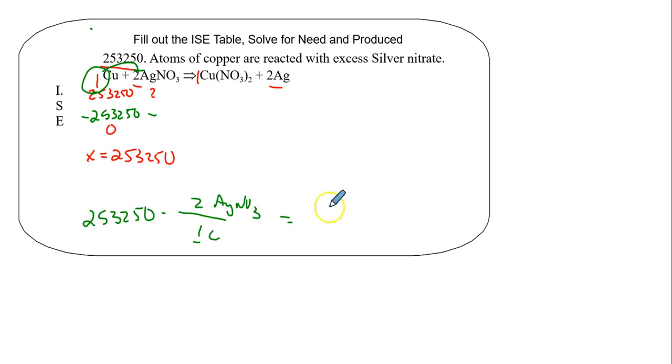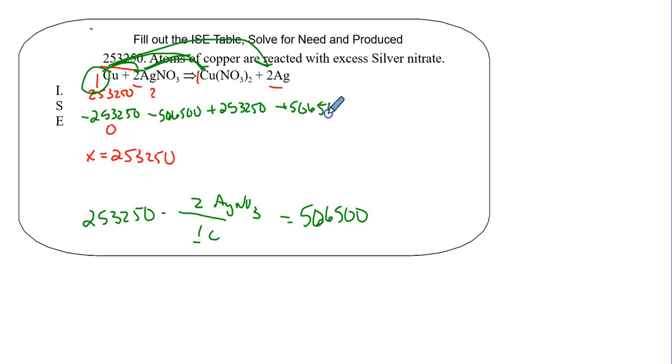506,500. And yep, that is going to be how much I need of the silver nitrate, even though it's in excess. 506,500. Here to here, or here to here. I would need to use that number if I'm jumping from here to here, because that's how much we actually use. Okay, but this is a 1-to-1 ratio, so it's going to be a gaining of 25, 3, 2, 5, 0. And from here to here is again your plus 5, 0, 6, 5, 0, 0. And this is how much we're going to get of each one.